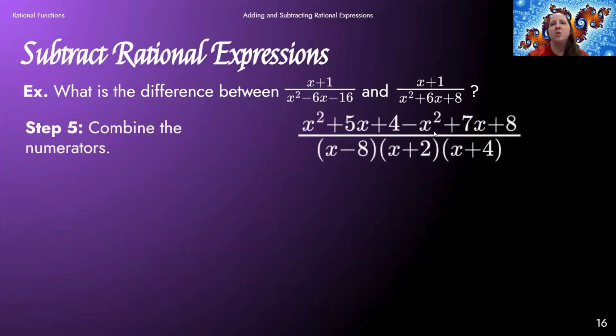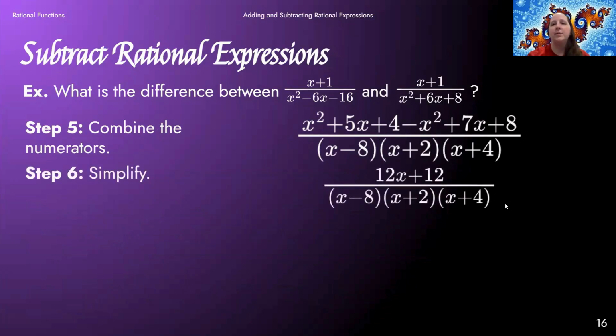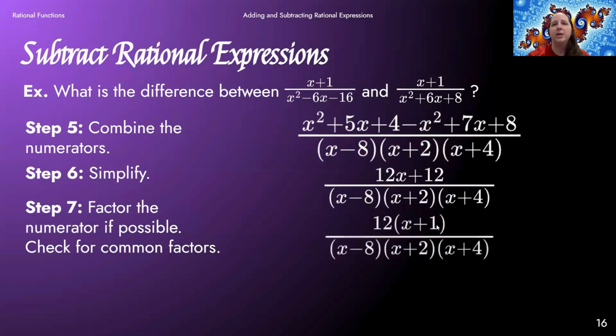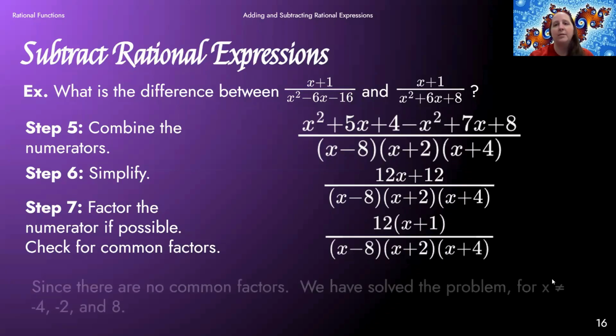So again, I combine my numerators, and the x squared terms cancel out. 5x plus 7x gives me that 12x, and 4 plus 8 gives me positive 12. So I simplify. I can factor a 12 out, so I get 12 times x plus 1. It doesn't really help me a whole lot because I don't have anything in common in my denominator to cancel it out with. But I will have a domain of all real numbers except x can't be 8, -2, or -4.